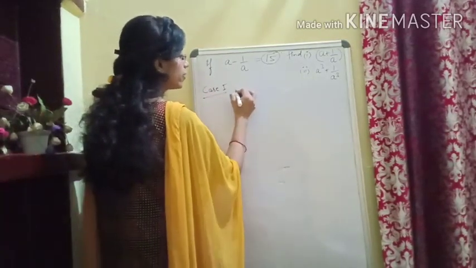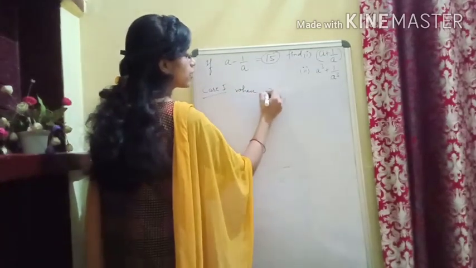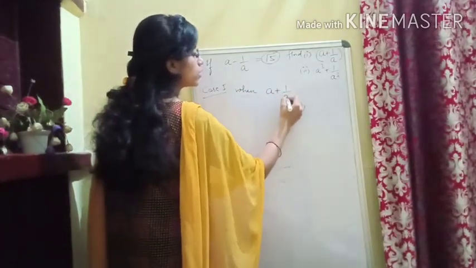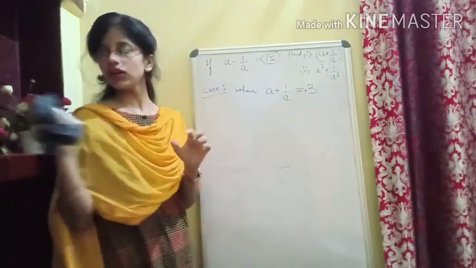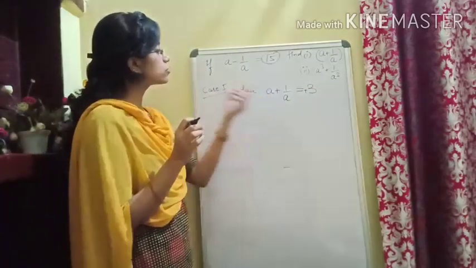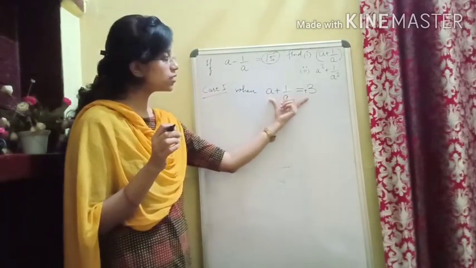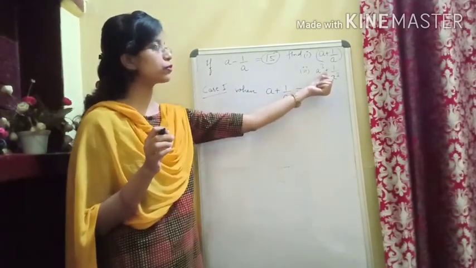Case 1, when a plus 1 upon a is equal to 3. Either you write plus 3 or 3. Is it clear? Now, we are using this case, this answer, and we are supposed to calculate this.